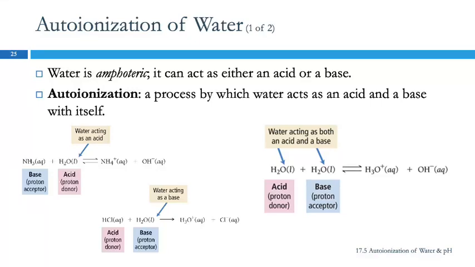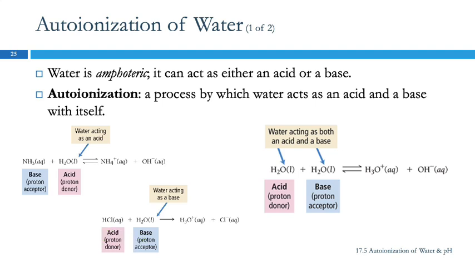We talked about amphoteric substances. Water is amphoteric. We saw it act as an acid. We saw it act as a base. So here with ammonia, we see water acting as an acid. It's donating a proton to the base. Here with HCl, the water is acting as a base, and so it can accept a proton from the acid.